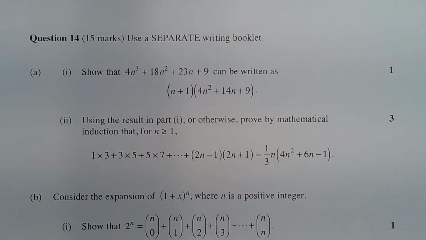Part 2. Using the result in Part 1, or otherwise, prove by mathematical induction that, for n greater than or equal to 1, 1 times 3 plus 3 times 5 plus 5 times 7 plus ... plus 2n minus 1 multiplied by 2n plus 1 is equal to 1/3 n multiplied by 4n squared plus 6n minus 1.